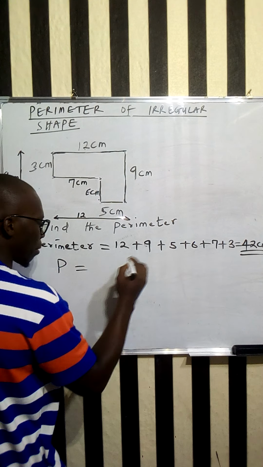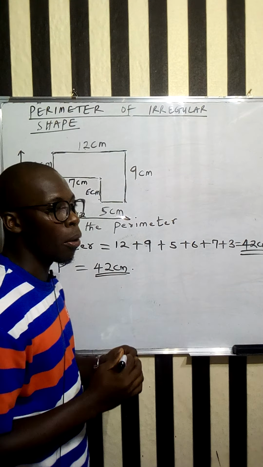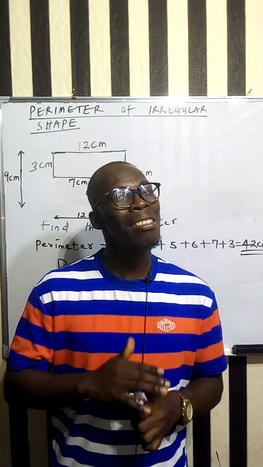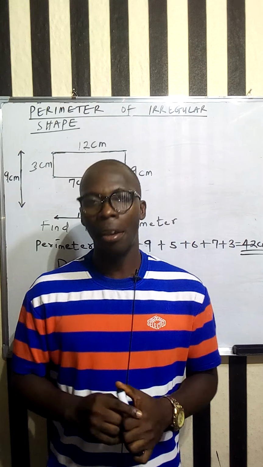P, which is perimeter, is 42 cm. So bear it in mind, whenever you are solving for the perimeter, the units must be in cm or in meters, not in cm squared or meters squared.